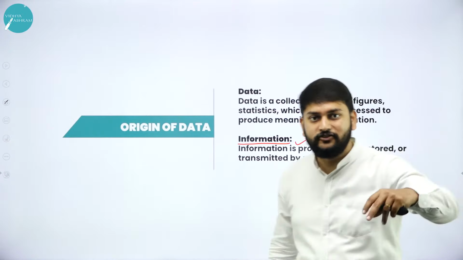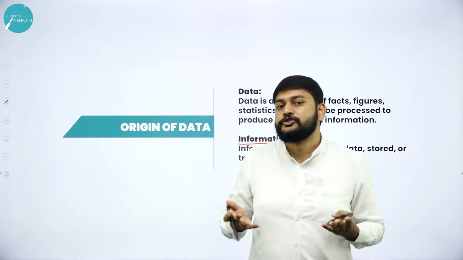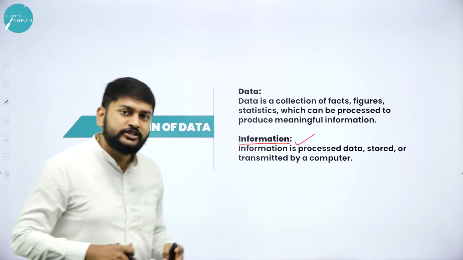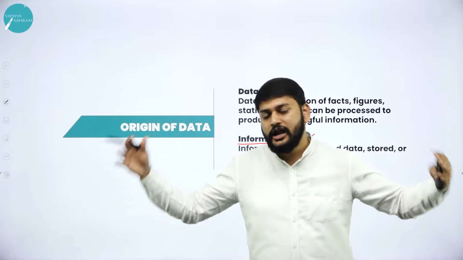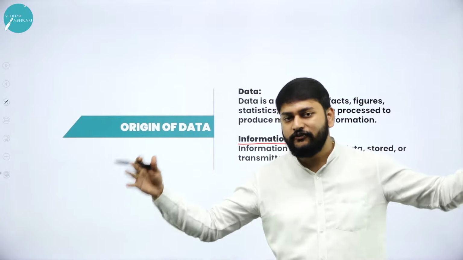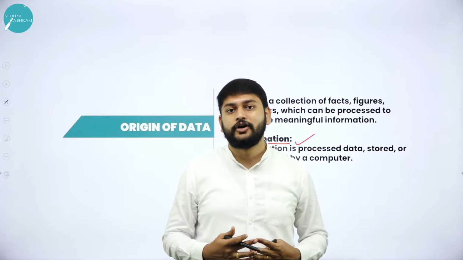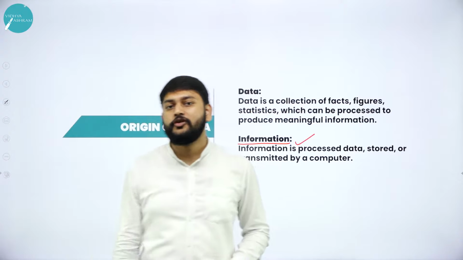If I put wheat inside the flour machine, what will happen? Processing will happen, and at the end I will get the powder. That is information; that's how you should understand it. Origin: data will get generated in multiple different sources. I will gather all the data from these different sources. That's what you have to understand.